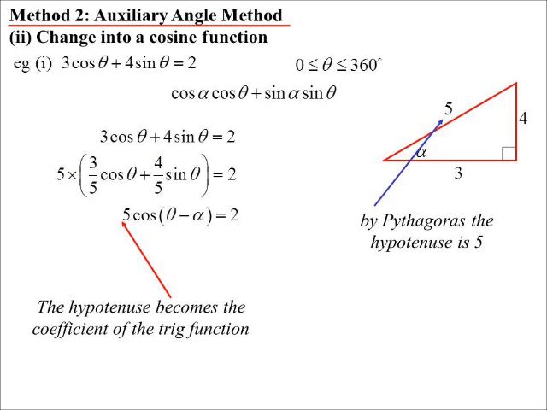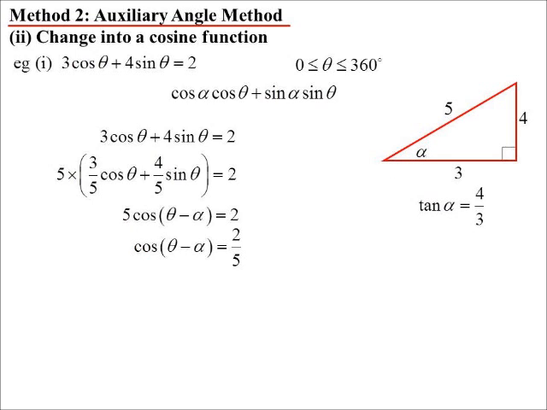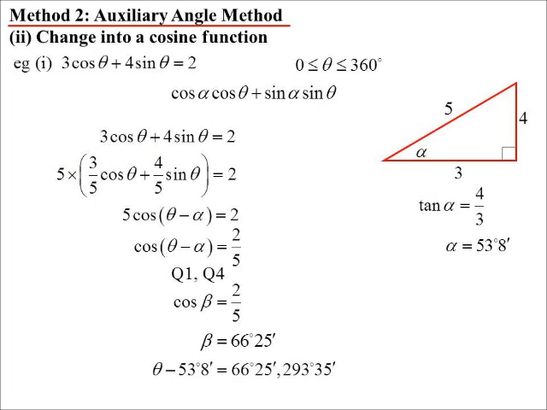So cos is 2/5. The alpha will change though, because now the opposite and the adjacent have swapped round for this problem. So alpha in this one's 53 degrees 8. Cosine's positive, so I'm in the first quadrant or the fourth quadrant. The acute angle then in this one is 66 degrees 25. So theta minus alpha, 53 degrees 8, is equal to 66 degrees 25 or 293.35. Let's add 53.8 onto both of those, and there's our two answers, the same again.